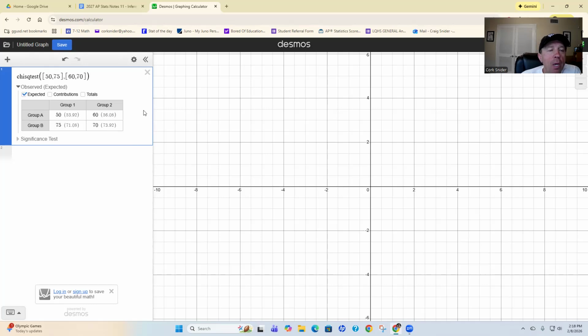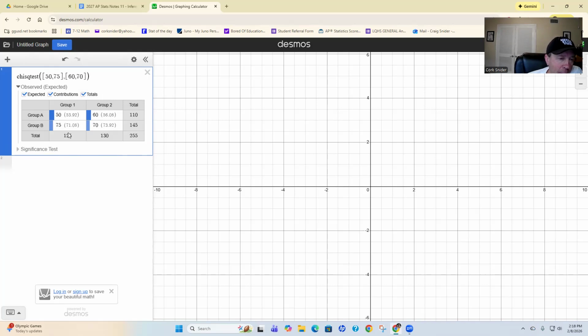But now the chi-square contributions, okay. What this tells you is how large the discrepancy is. So these two have a larger blue area, meaning the chi-square term is larger. If you want the totals, by the way, you can get that. That's just the numbers on the side. That's kind of cool to have. Okay. So these two contribute most to the chi-square sum.